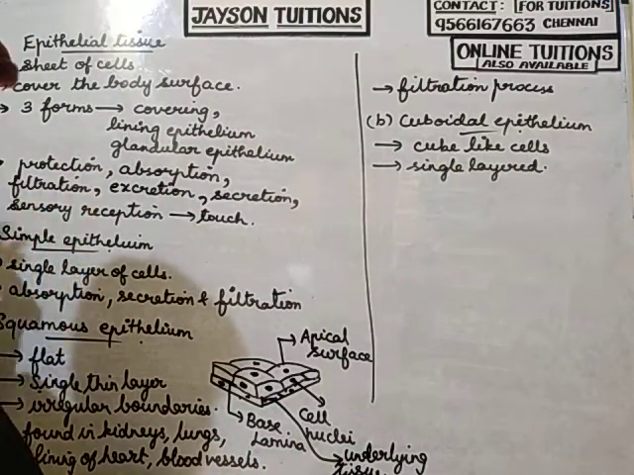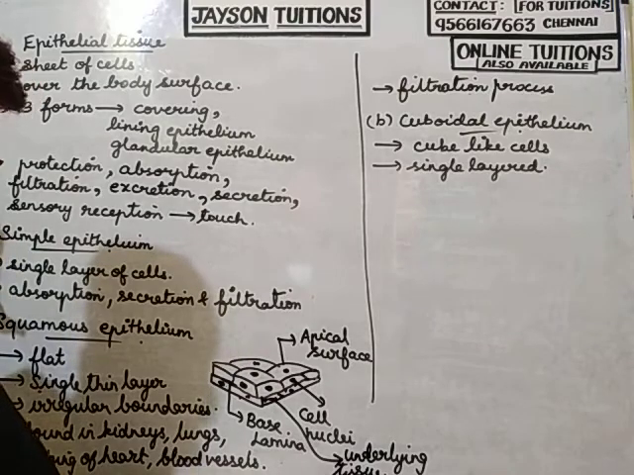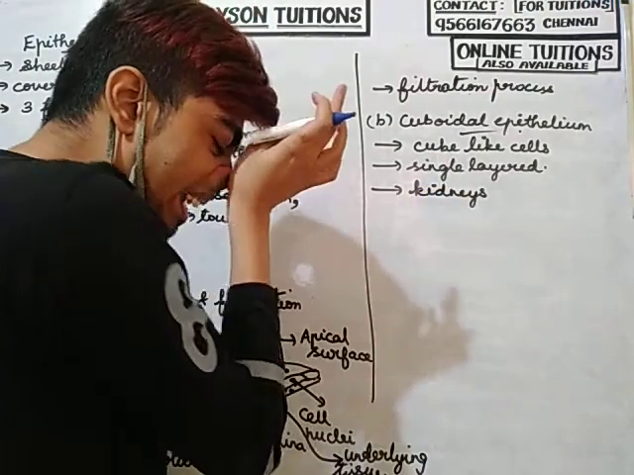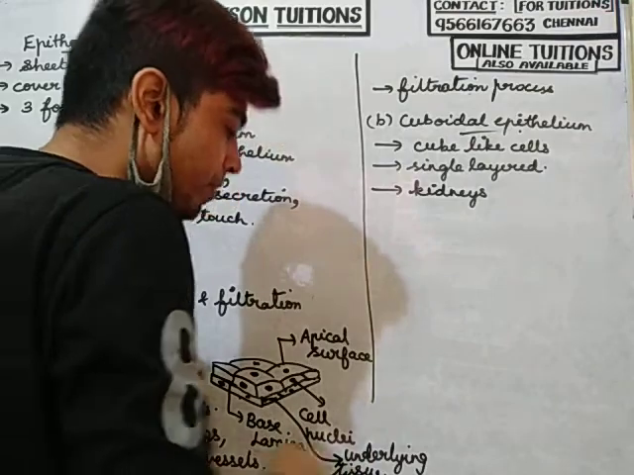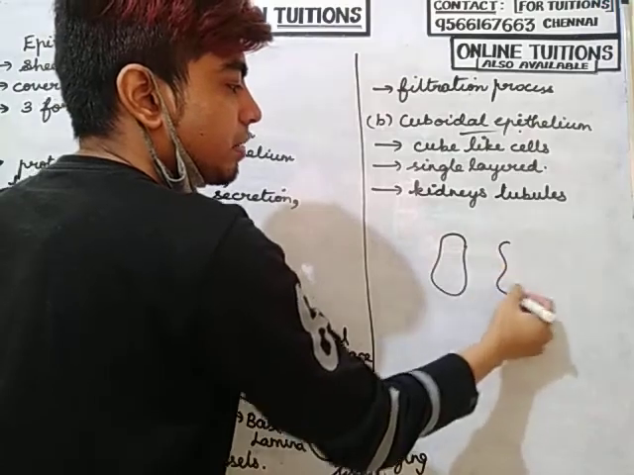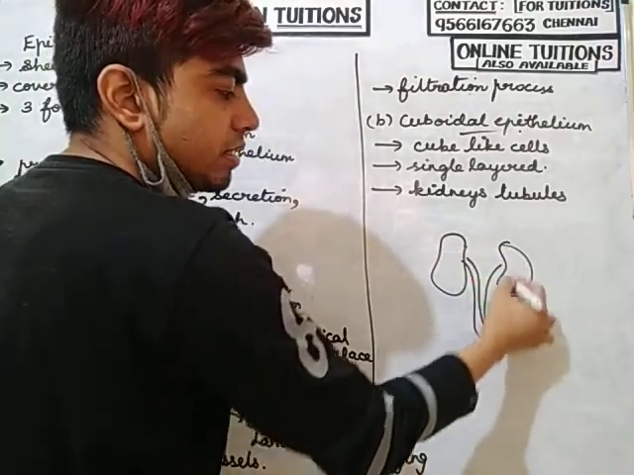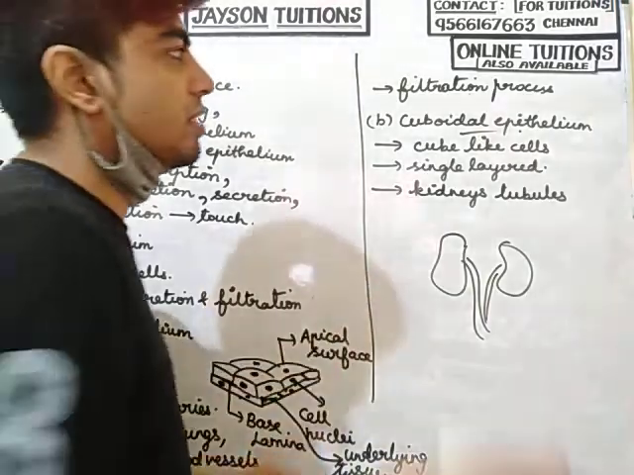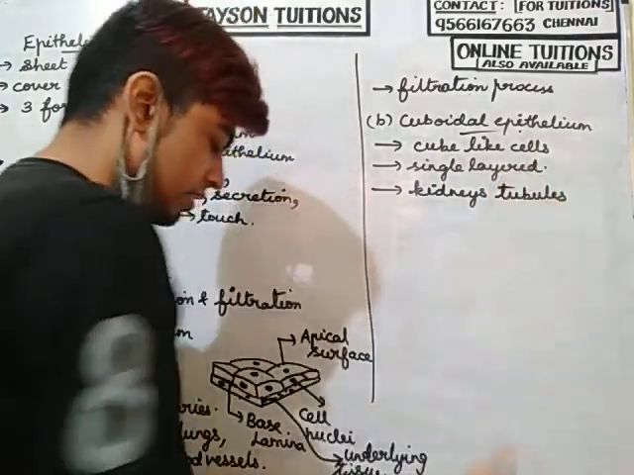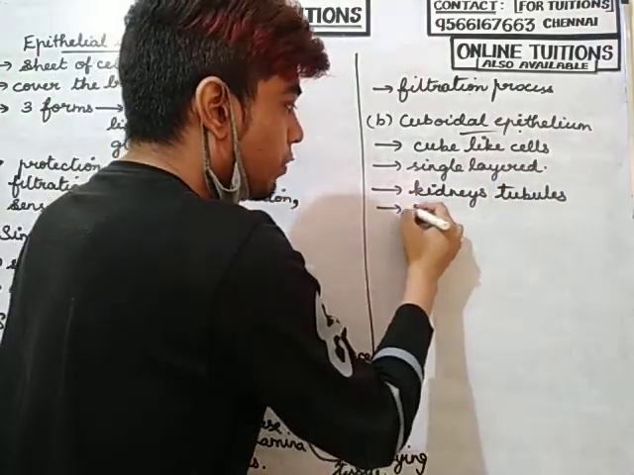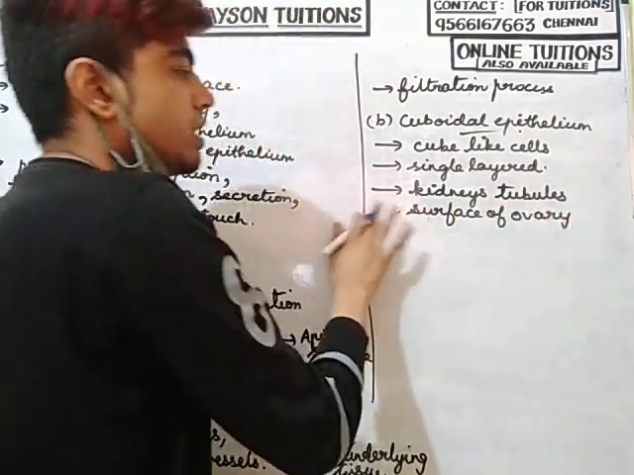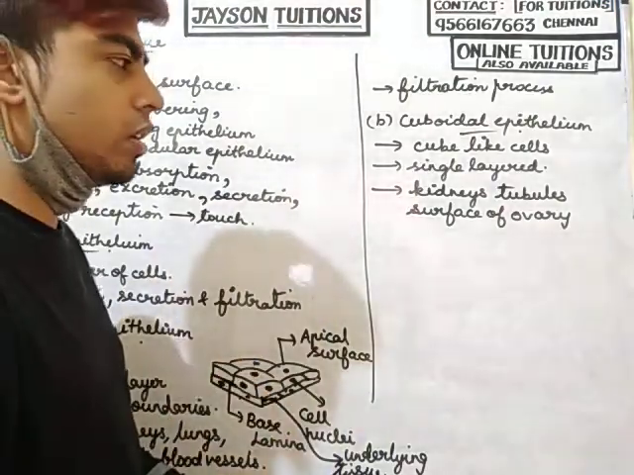So where is it found? It is found in the kidneys, in the kidney tubules. Suppose the kidney is like this. Have you seen tubes like this? In the tubules, this tissue will be present. And also on the surface of the ovary it is present. When you study the reproductive system, you will study about the ovary. In that also it is present.